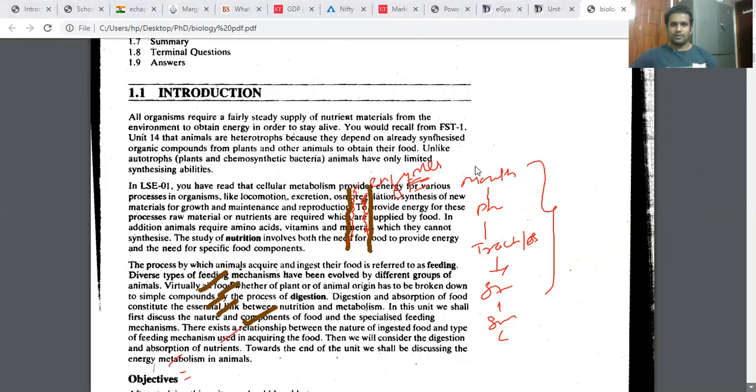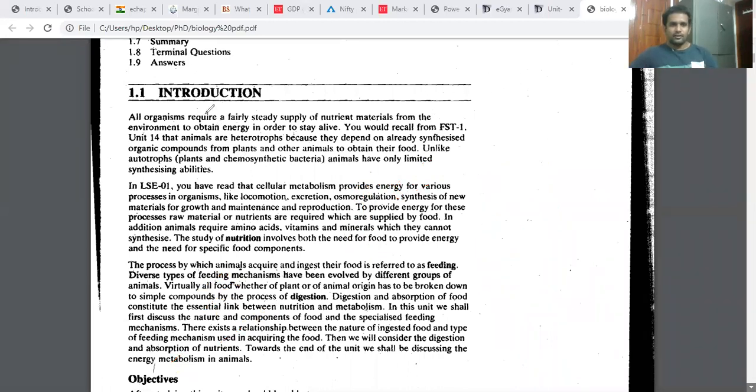Just a minute. I have to take this annotation again. Then it will come in this way. So let us see what is the introduction.